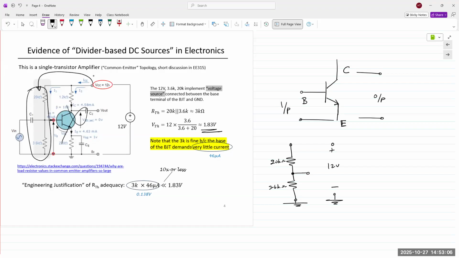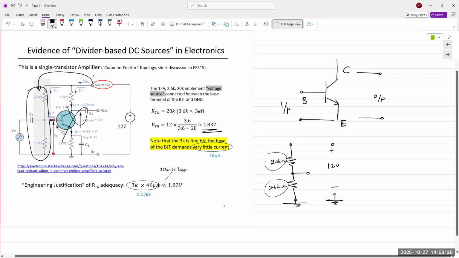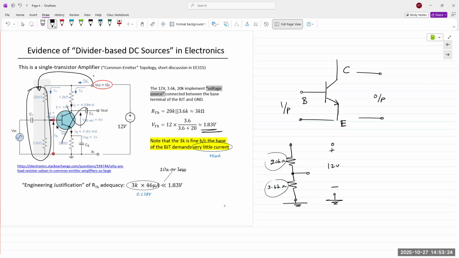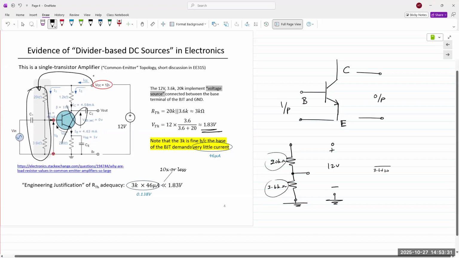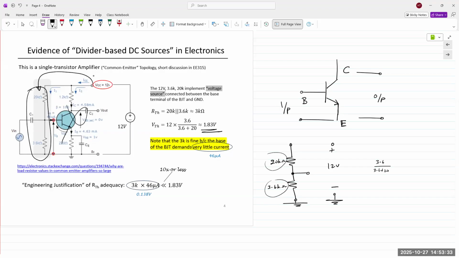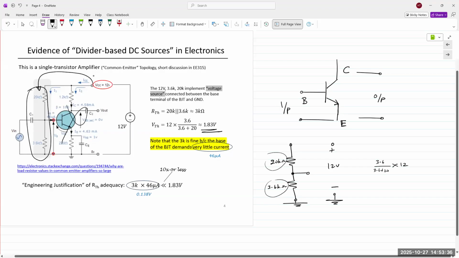Yes. So the question being asked is, how do we obtain 1.83? The value of the resistors is 20K and 3.6K. And so the equation for the voltage divider network is you find Req, which is 3.6 plus 20. And in the numerator, you have 3.6 and then times 12 volts, voltage division.